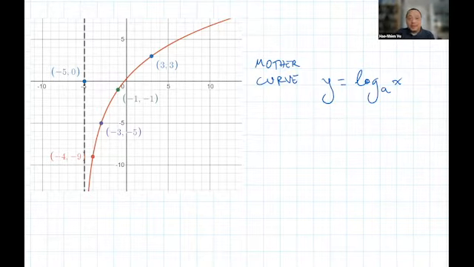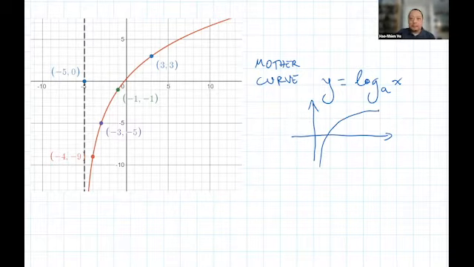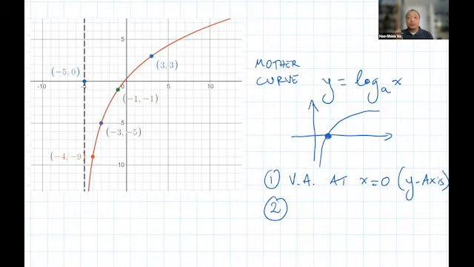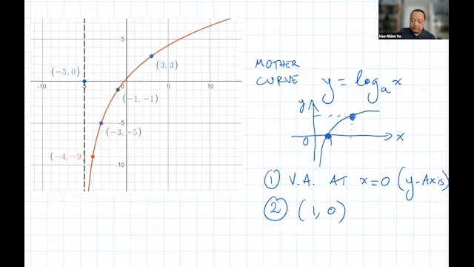Let's look again at the mother curve. y equals log base a of x. It looks like this. There are three things about a logarithm curve. Number one is that it has a vertical asymptote at x equals 0, or the y-axis. Number two, it passes through the point x equals 1, y equals 0. And the third thing is it passes through this point up here, where the y value is 1 and the x value is the base.